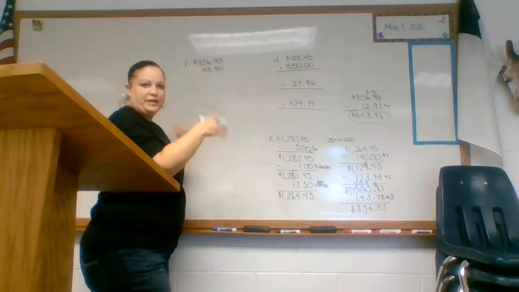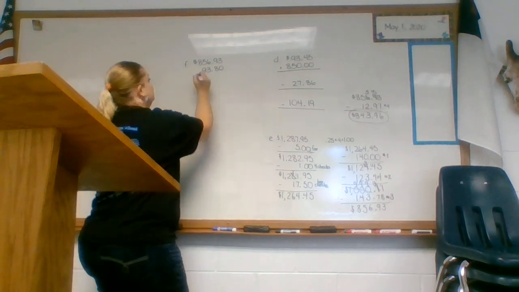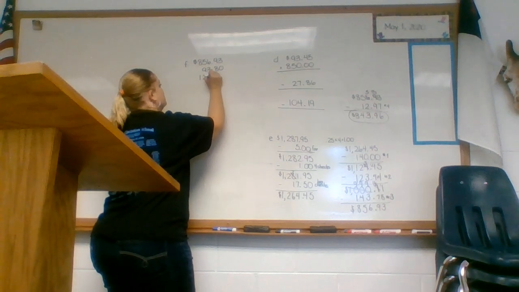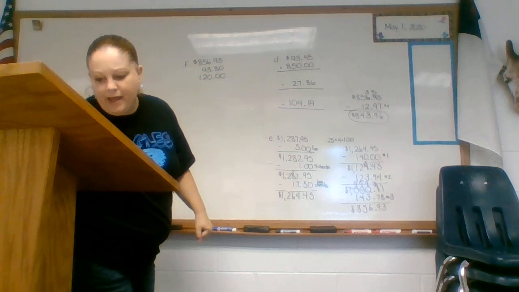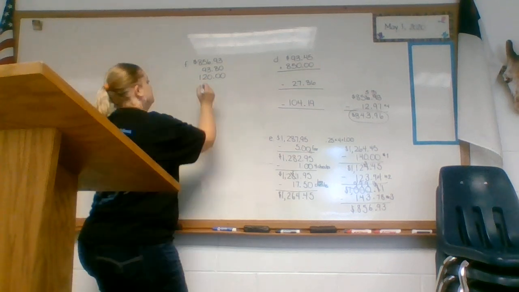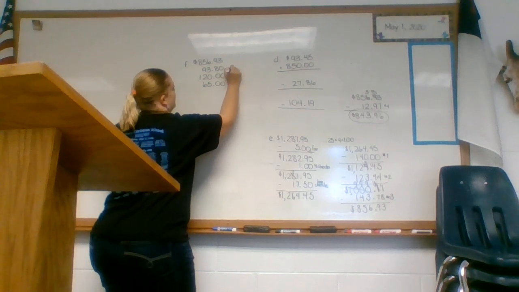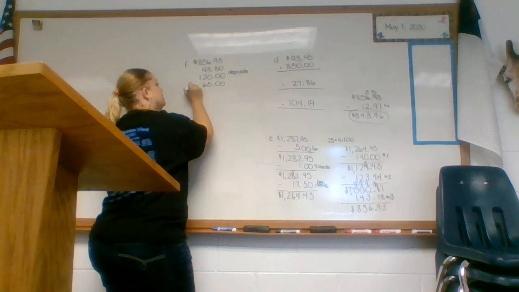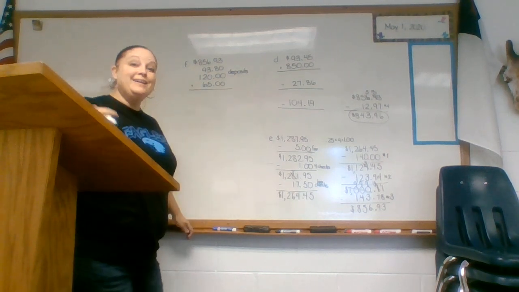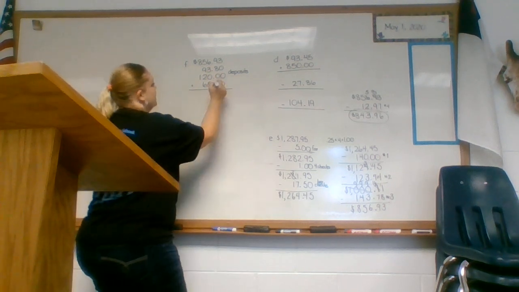Now, because in addition we can add more than one in at a time, we can go ahead and do this. 120. Just remember to keep your decimal points lined up. And 65. All right, and we can just put deposits. This is what we like to see in our bank accounts, numbers going up. Make sure I got them all. All right, so we add them.